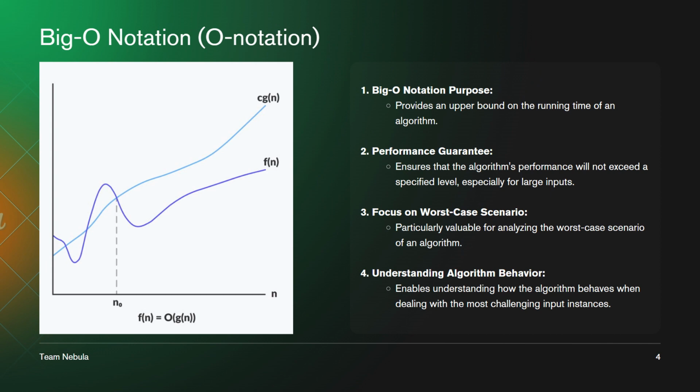Big O notation. Big O notation provides us with an upper bound on the running time of an algorithm. It guarantees that the algorithm's performance will not exceed a certain level, even for large inputs. As a result, Big O notation is particularly valuable for analyzing the worst-case scenario of an algorithm. It allows us to understand how the algorithm behaves when faced with the most challenging input instances.